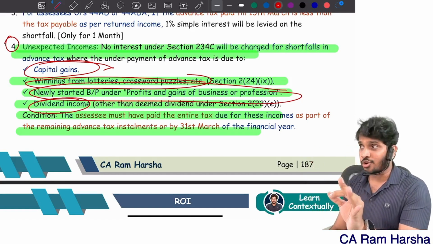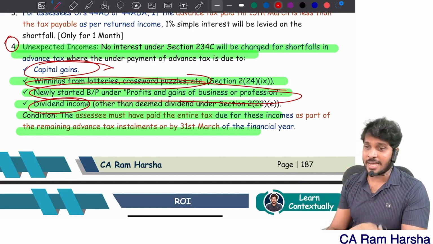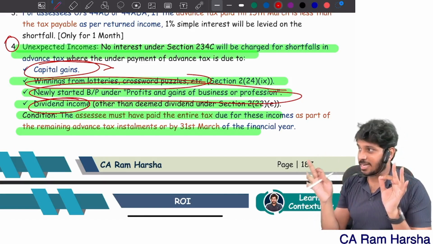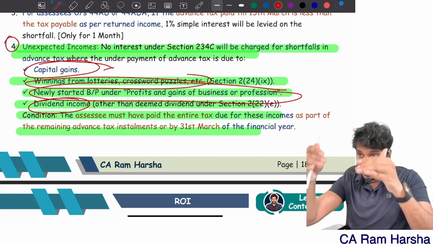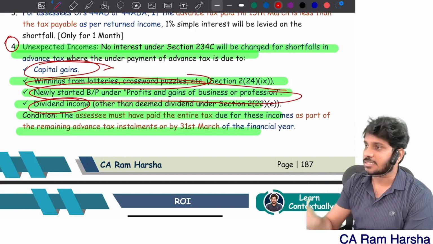234C, 234B, applicability, exemption of advance tax, presumptive taxation, everything I covered in 10 minutes, 11 minutes hardly. I clearly covered. Now what is your duty? Listen to this once again, okay? Then read the provisions given in this book. You will get supreme clarity on advance tax. That's it. Clear?